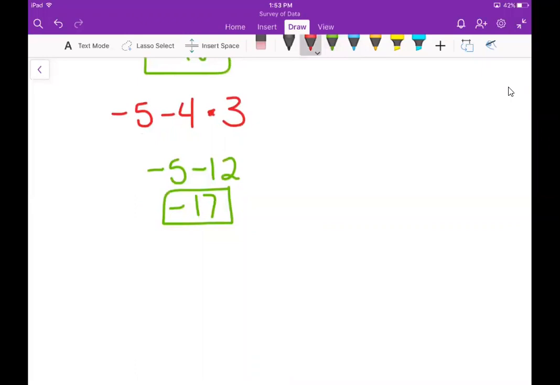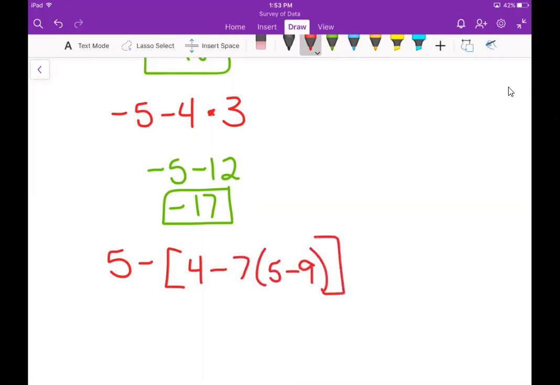We're going to do quite a few of these to make sure we've got it. This next one's going to involve a lot of parentheses and brackets. So 5 minus, I'm going to use brackets just so they're separated from the parentheses, [4 minus (7 times 5 minus 9)], and then I'm going to close that bracket. Again, we'll use a combination of brackets and parentheses just to tell the difference. So I can see these two are paired together, and I can see these two parentheses are paired together.